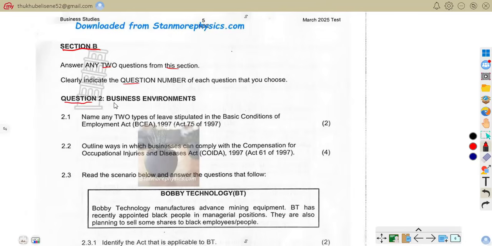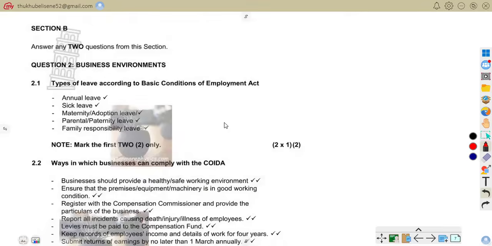So now we are on question 2, business environments. 2.1, name two types of leave stipulated in the Basic Conditions of Employment Act, BCEA of 1997, Act 75 of 1997. So now let us quickly go to our answers.